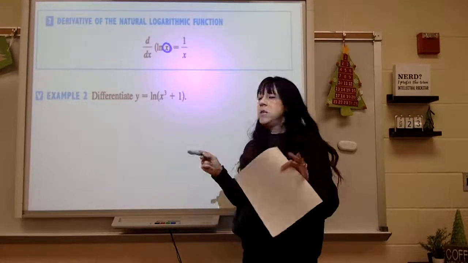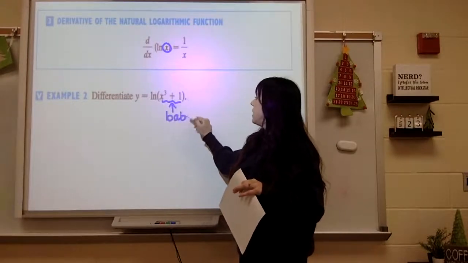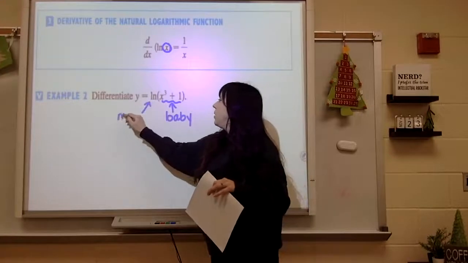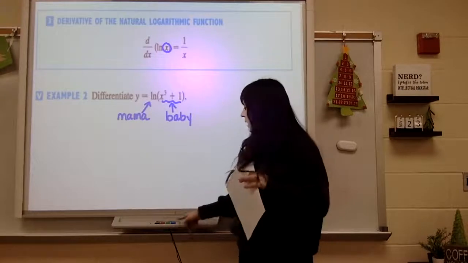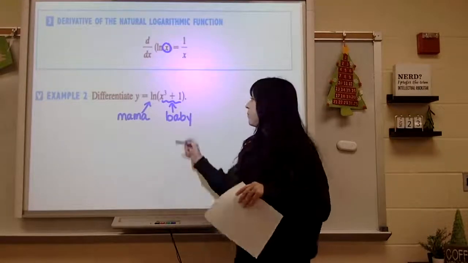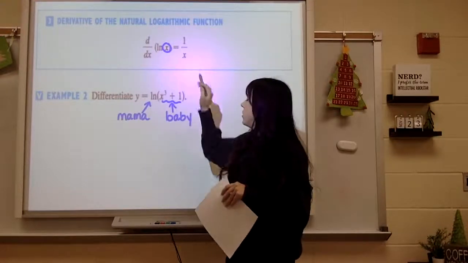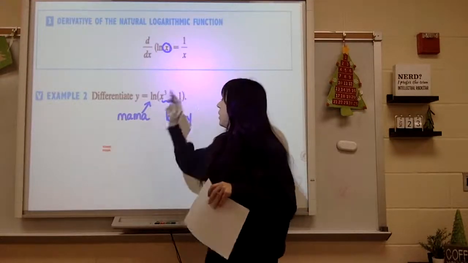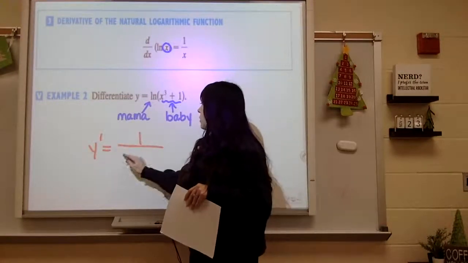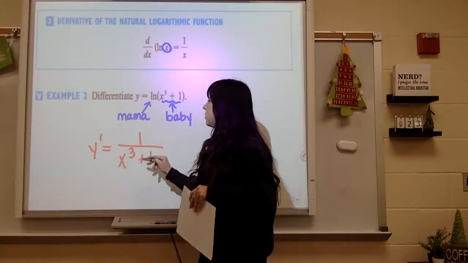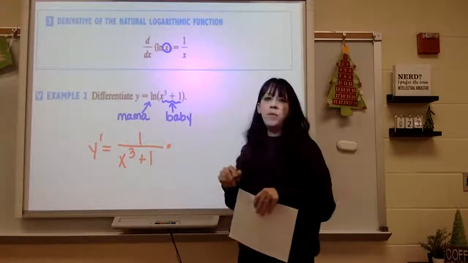Okay, now understand that there could be a baby. So this first example we're looking at here is a mama baby. I'm going to start by saying, what's the derivative of mama? The derivative of mama means the derivative of ln. So using the formula up there, the derivative of ln is 1 over whatever your baby is, multiplied by the derivative of your baby.